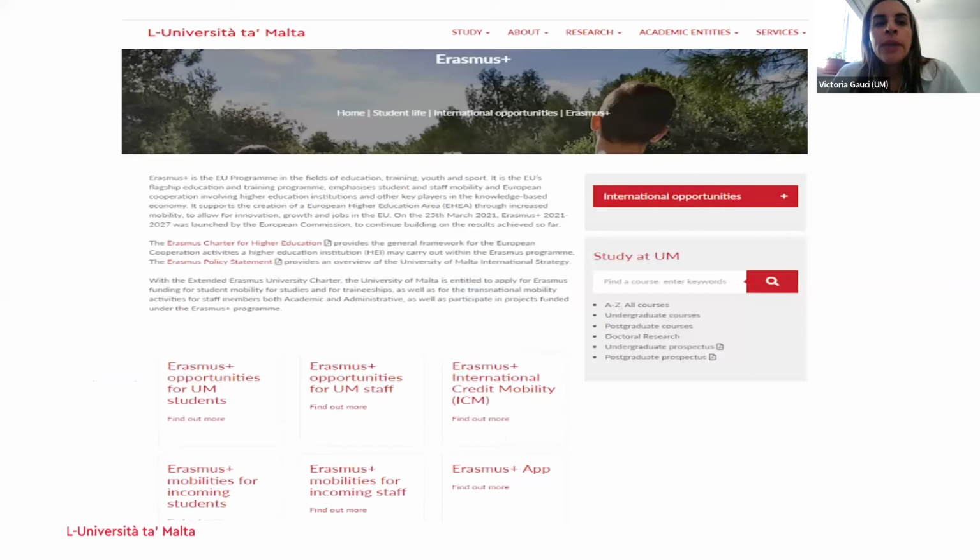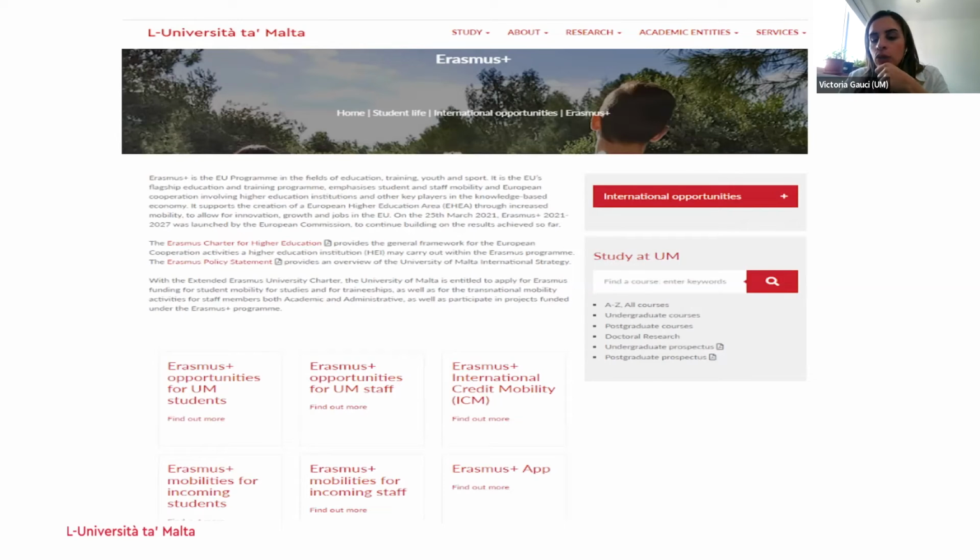So this is for the members of staff in the audience. This is our landing page, the International Office landing page. It's the University of Malta URL/international, and it will lead you to this page. On this page, you have all the information pertaining to both student mobilities and also the opportunities for staff. You will find the application for the staff mobilities in the second tile.